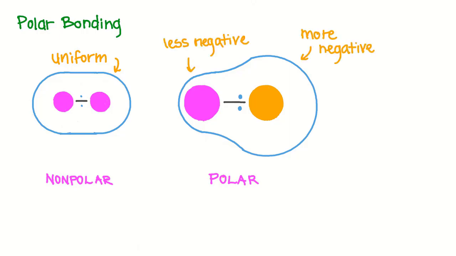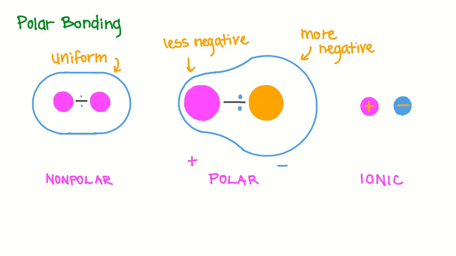But in the polar molecule, the electron cloud has been distorted. Since the electrons are closer to one side of the molecule than the other, the side of the molecule where the electrons are is going to be more negative than the other side. In other words, there's a negative and a positive side of the molecule.